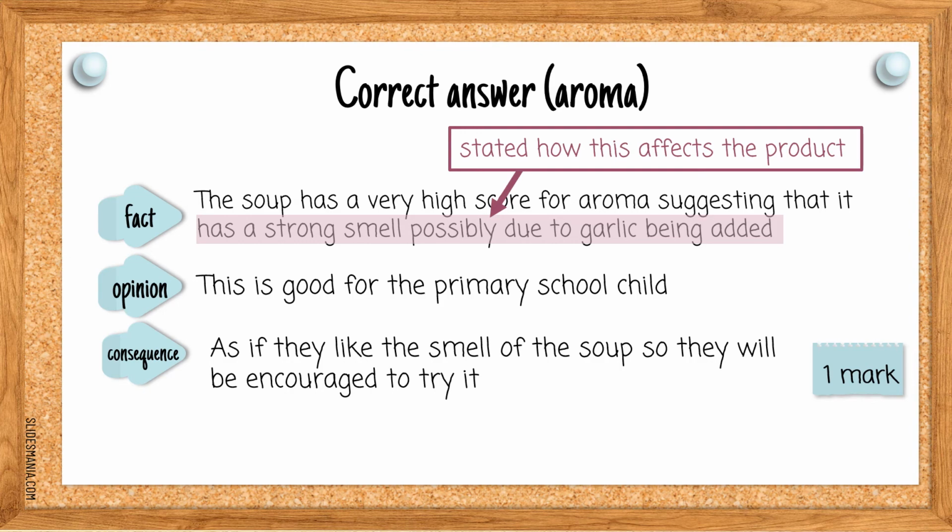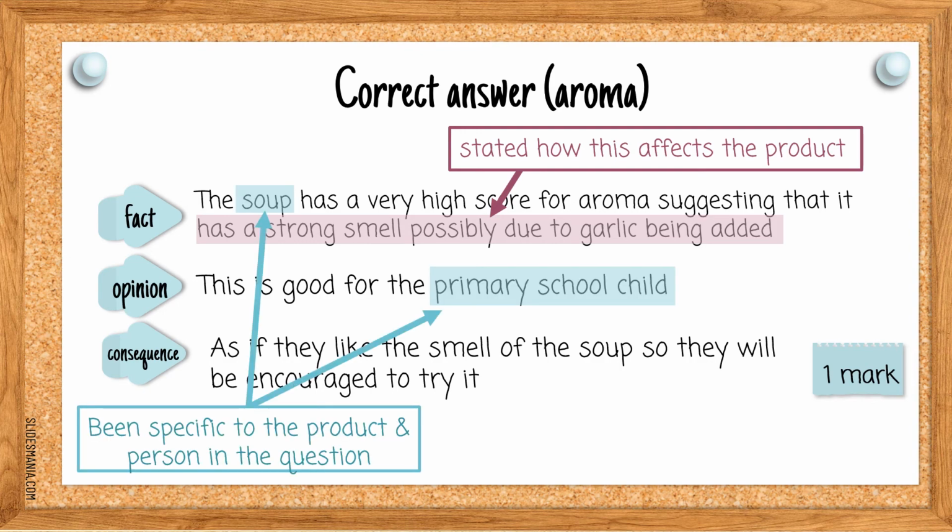We've also been specific in our fact and our opinion to the product and the person in the question. So we've stated that it's the soup that has a very high score for aroma, and we've also stated that this is good for the primary school child. As I said previously, you could have said as if primary school children like the smell of the soup, they will be encouraged to try it, and that would be fine. So if you want to state the person in your consequence, that's okay, as long as you're being specific somewhere in your answer to the person in the question. By making those small changes, this person is now getting 1 mark for this question.